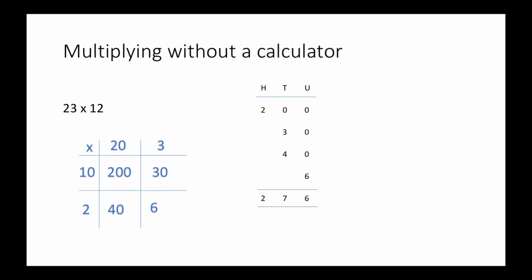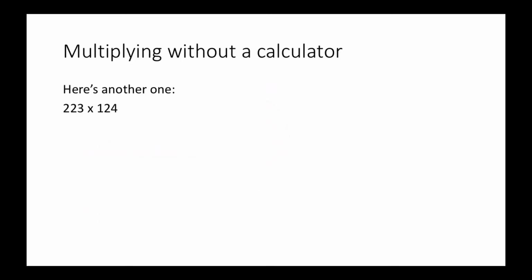Okay, so I'm going to do that same method now, but we're going to look at a harder number. We're going to look at 223 times 124. In this case, we're going to have to draw another grid, but this time we're going to have 3 columns and 3 rows because we have 3 numbers.